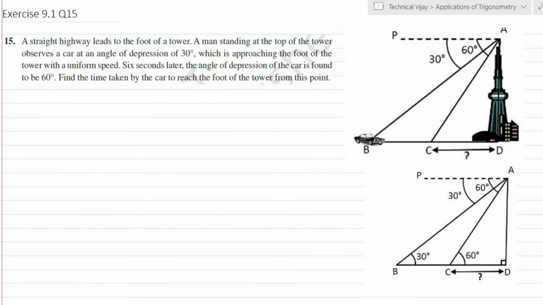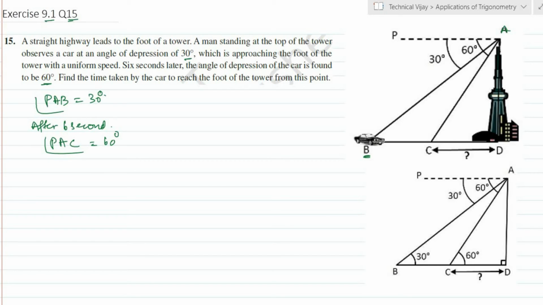Exercise 9.1, question number 15. A straight highway leads to the foot of a tower. A man standing at the top of the tower observes a car at an angle of depression of 30 degrees. So here a man is at the top of the tower and observes the car coming towards the tower, and the angle of depression, angle PAB, is equal to 30 degrees. After 6 seconds, the angle of depression becomes 60 degrees, so angle PAC will be 60 degrees.